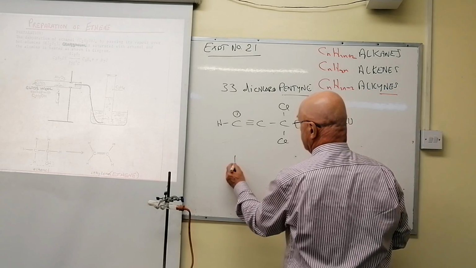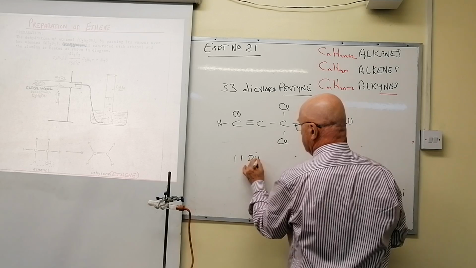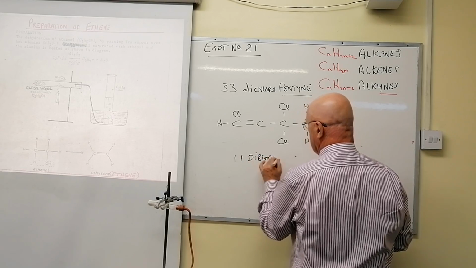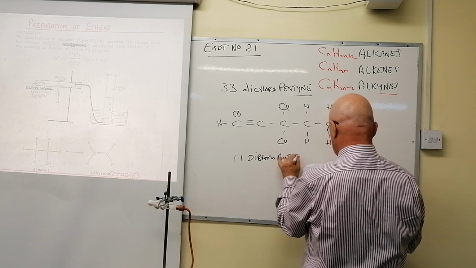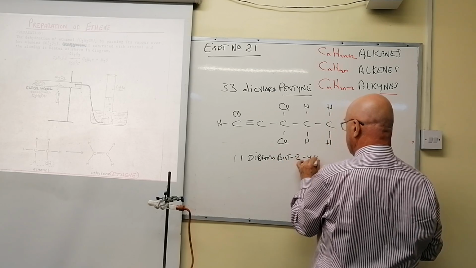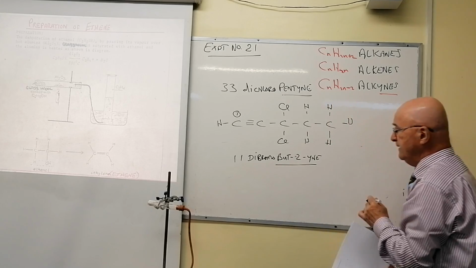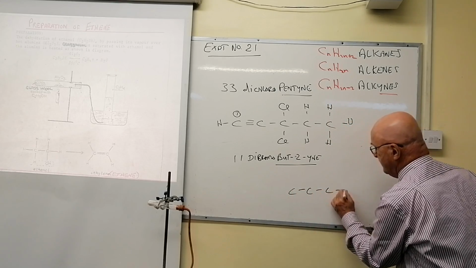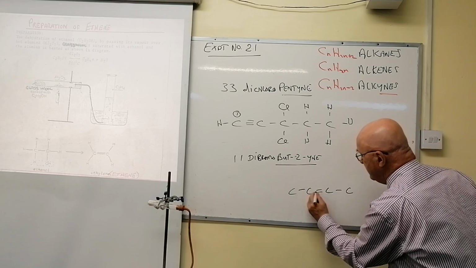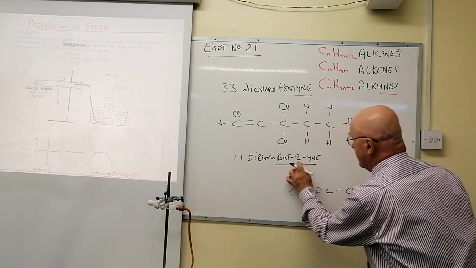1,1-dibromo-but-2-yne. Will I do that for you? 1,1-dibromo, BROMO. Okay, dibromo, but-2-yne. So there's the parent again. It's but, so there's 4 carbons. 1, 2, 3, 4. But-2-yne means there's a triple bond after the 2nd carbon.